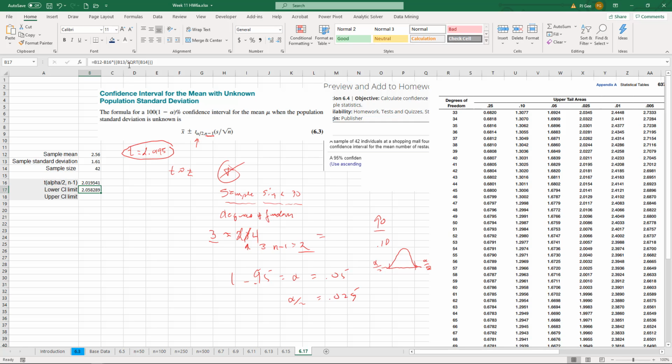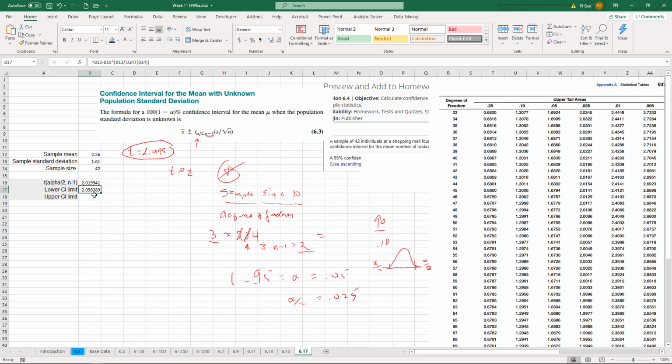Let's just see B3, square root of B14. Just make sure that this is correct. Yes. B13 is over that. And it looks like I have an extra set of parens. I don't really need it there. That's what it is. Okay, so that's the right number.